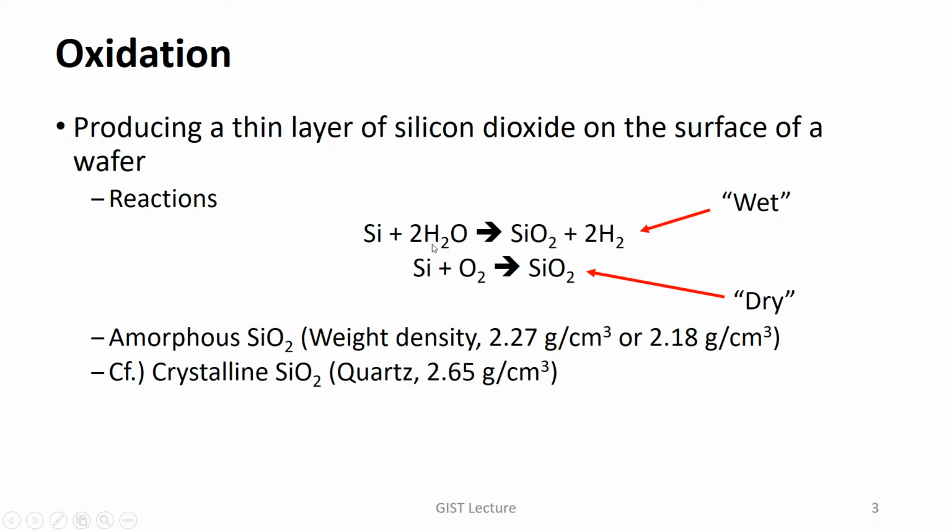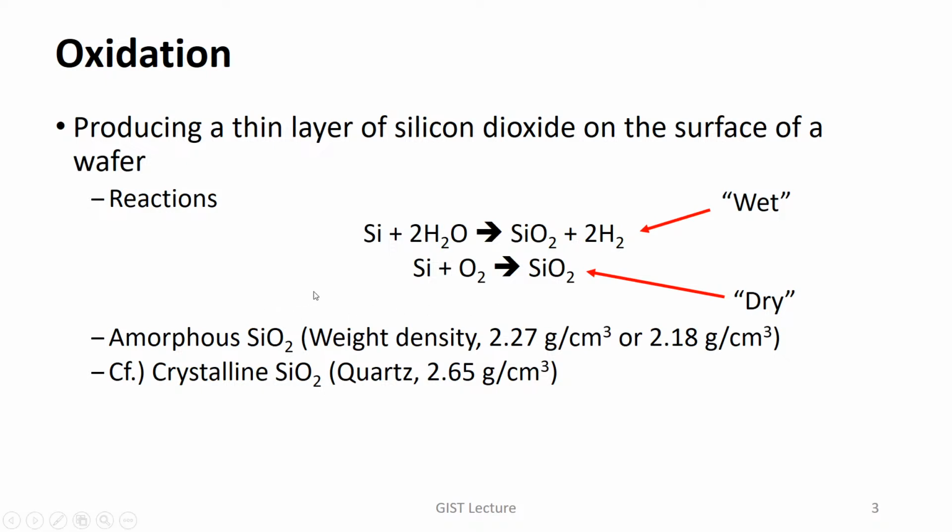In this case we have water vapor as an oxidant, so it is called wet oxidation because it contains water. However, in the second example, silicon and O2 gas are used directly, and we have no byproduct, and silicon dioxide is formed. In this case no water vapor is involved, so it is called dry oxidation.